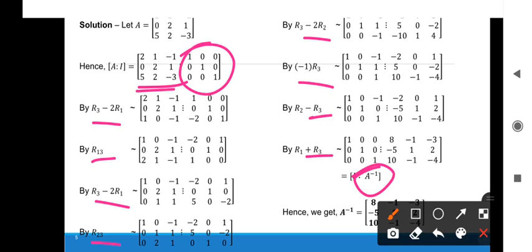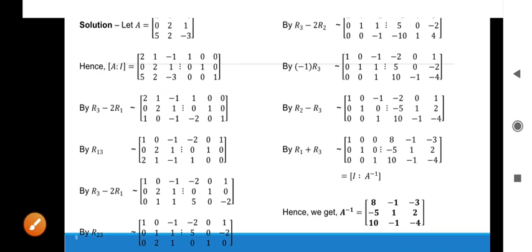So with this, I would like to conclude the lecture. Referring this solution, these steps, you can find inverse of any given square matrix which is having determinant value non-zero.